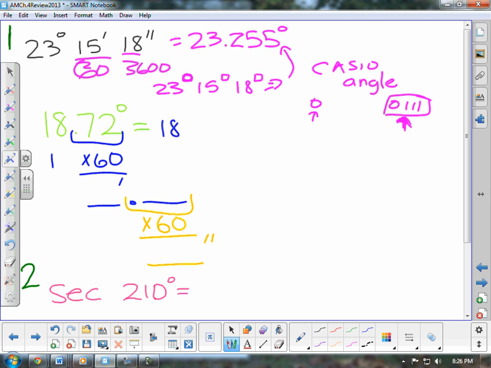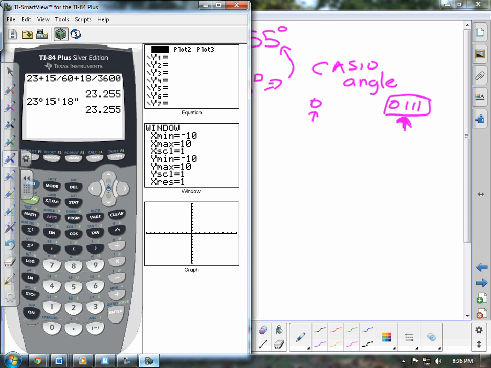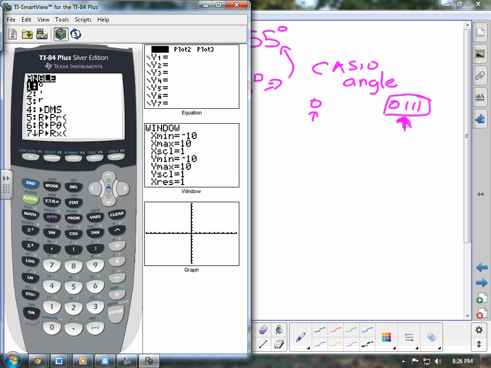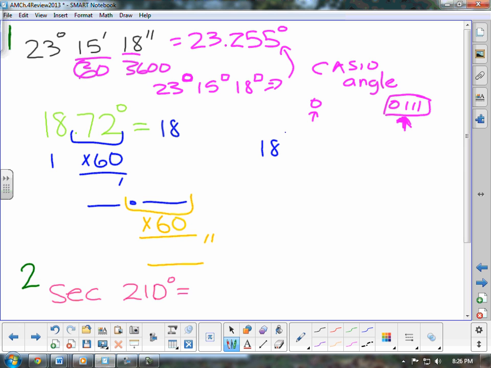Or if you want to use your calculator, you just put in 18.72 and then you push second, angle, and number 4 DMS, and hit enter, and it will give it to you as 18 degrees 43 minutes 12 seconds.